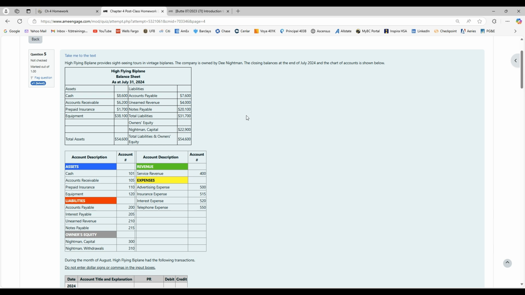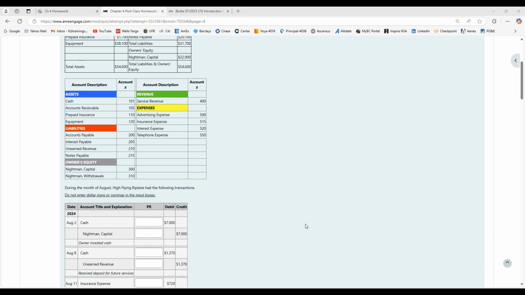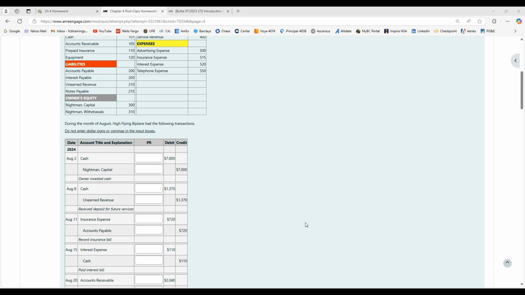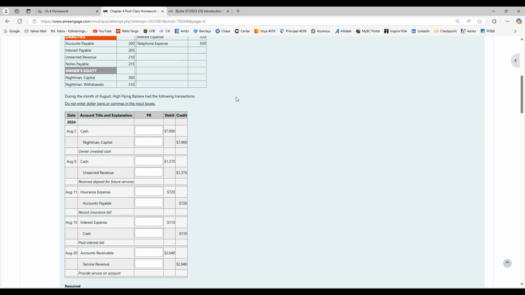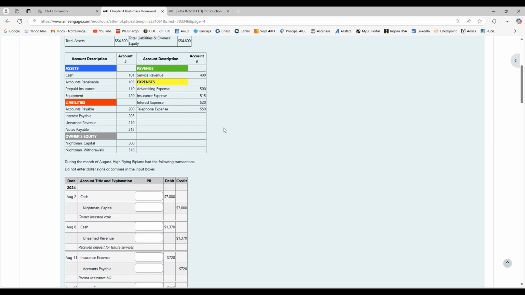Okay, so we have this company. These are their closing balance in July and a chart of accounts. And I'm going to snip that because I'm sure I'm going to need this information. And so we need to go through and do a bunch of stuff.